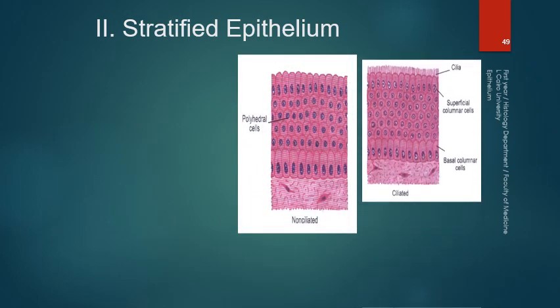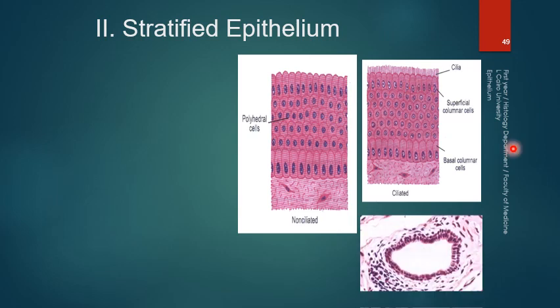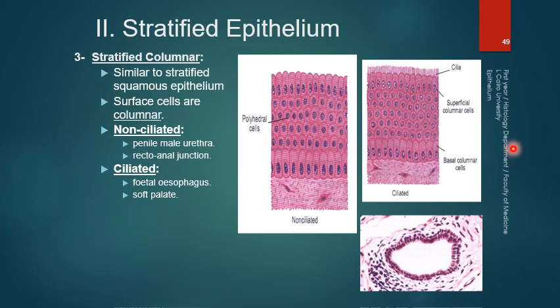Then this is stratified columnar epithelium. The most superficial cells are columnar cells, and it is either non-ciliated or ciliated. Similar to the stratified squamous, the basal cells are columnar, then polyhedral with central rounded nuclei, and the most superficial cells are columnar. They are either non-ciliated, as present in the male urethra and the rectoanal junction, or ciliated, only present in the fetal esophagus.